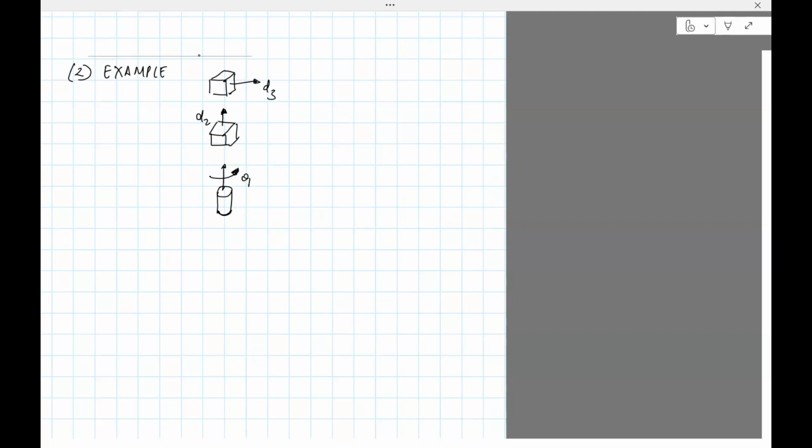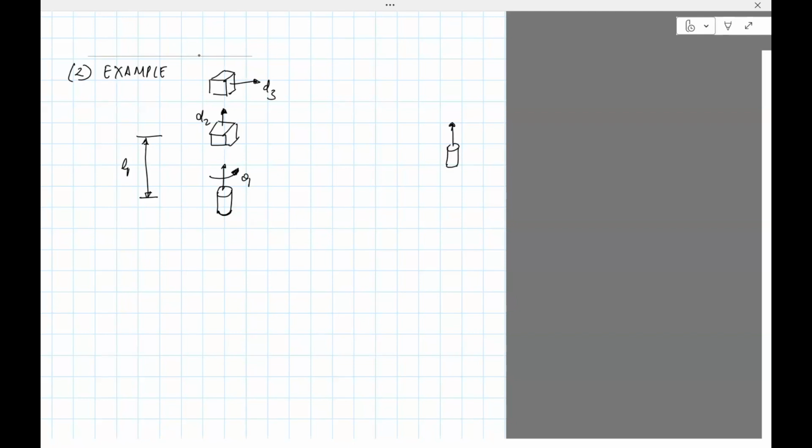Okay, so what I've drawn here is a manipulator without joining the links. I've only drawn the axis of the manipulator, right? So this distance is L1.